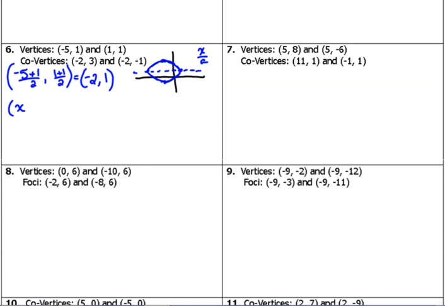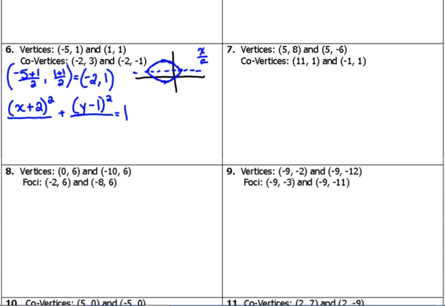So let's go ahead and put that into our formula. Change the sign: x minus the x coordinate, squared. We don't know what it's over yet. y minus the y coordinate, squared. We do know that it's always equal to 1, because our ellipse equation is always equal to 1.